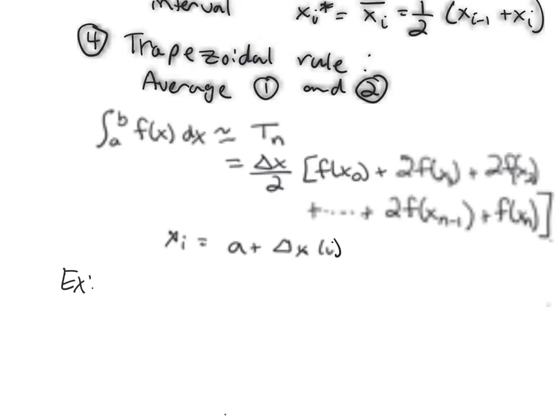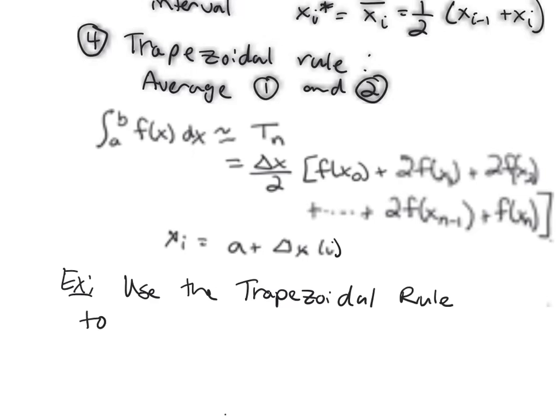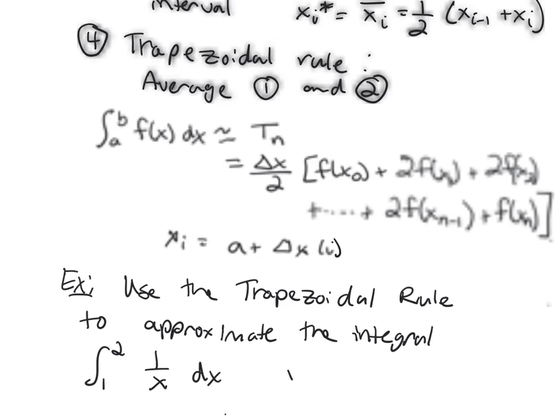So for example, we're going to go with the trapezoidal rule to approximate the integral from 1 to 2 of 1 over x dx with n equals 5. So you're doing 5 subintervals. Okay.